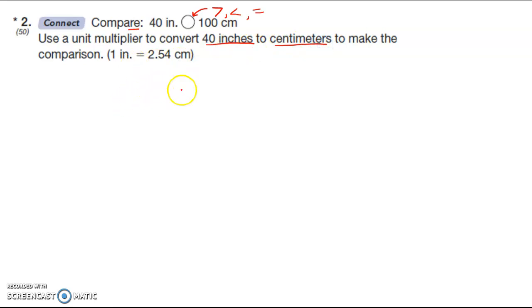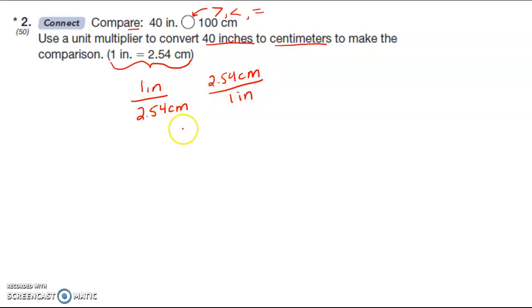So we kind of have two steps. We have to convert and then compare. And we can write this unit multiplier as 1 inch over 2.54 centimeters, or 2.54 centimeters over 1 inch. Those are equal. It just depends on what you put on the top and what you put on the bottom. So using our given times our unit multiplier is equal to our answer.